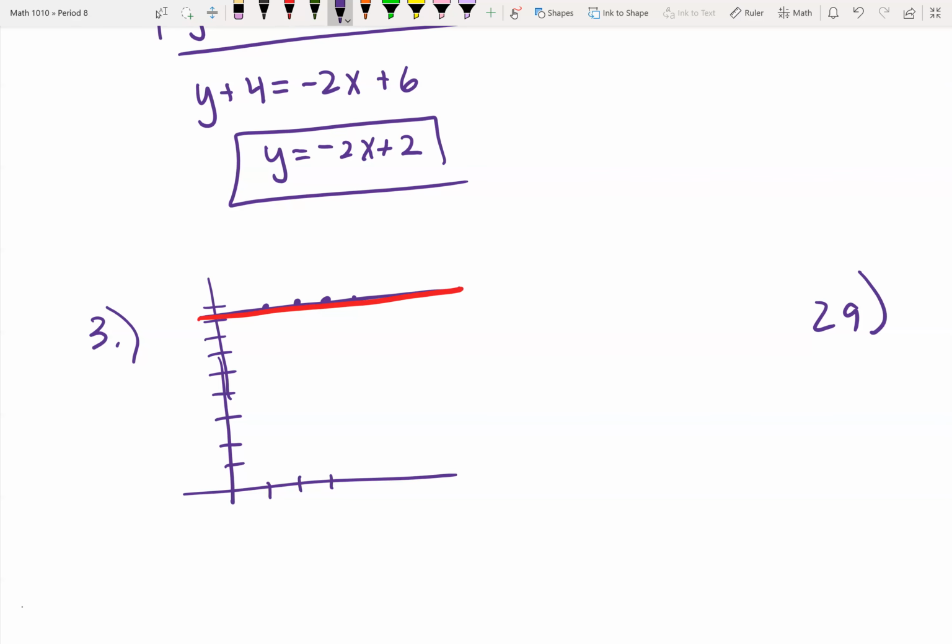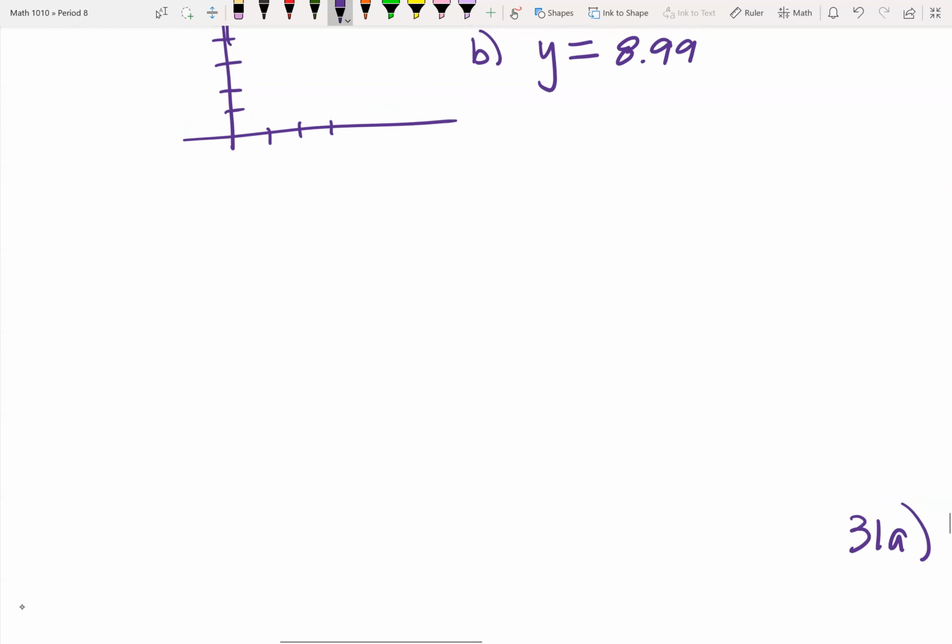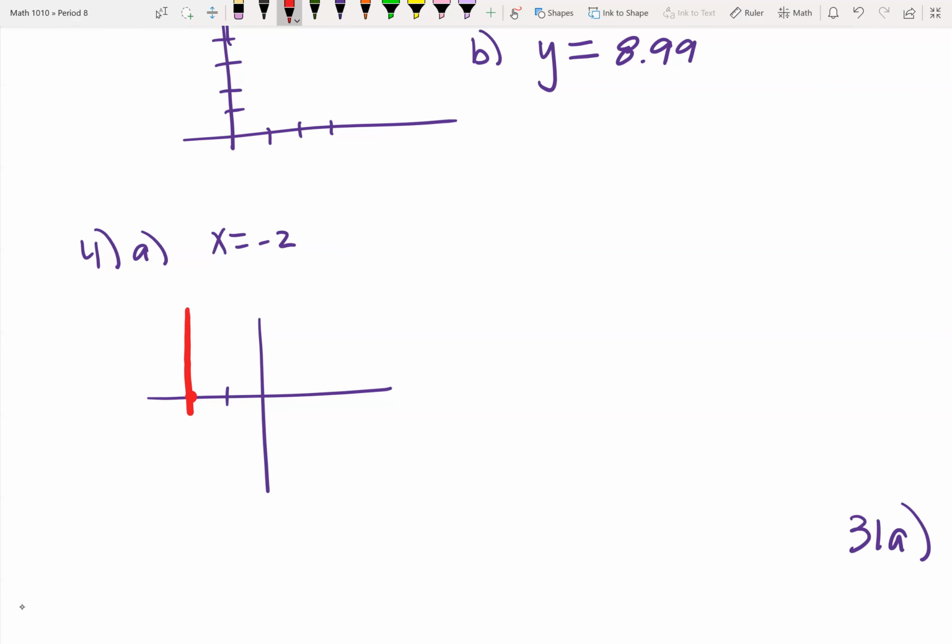So that line right there crosses the y-axis. So part B, it would be y equals, where does it cross the y-axis? 8.99. Also, if you look at the table, all of the y values are 8.99. Okay, here's question 4. So 4a, graph x equals -2. Your x-axis is your horizontal axis, and it's going to cross the horizontal axis at -2. So it looks like that.